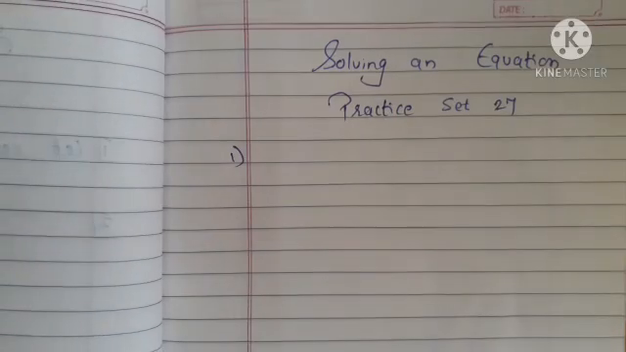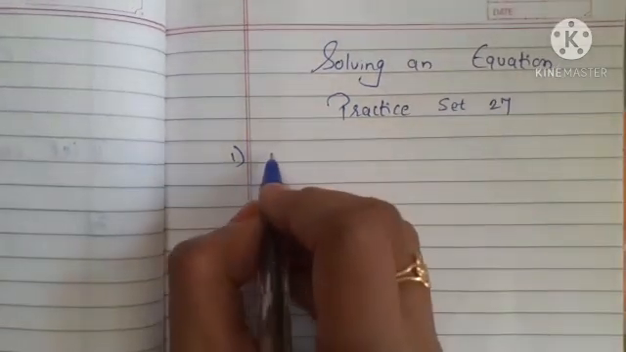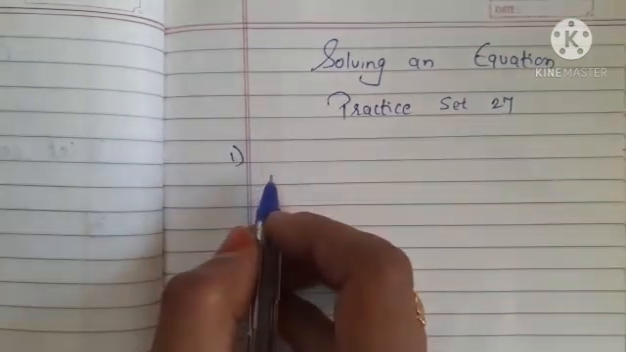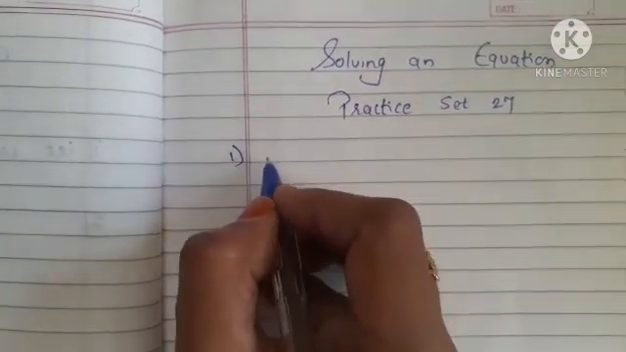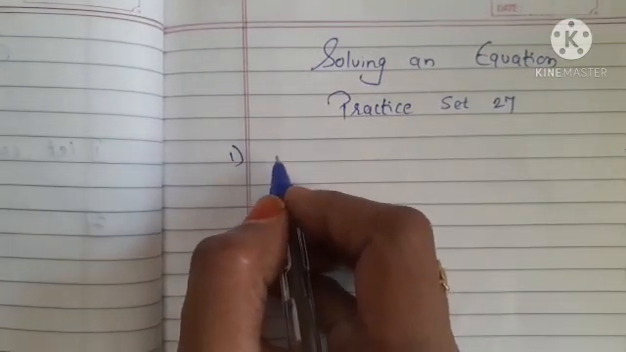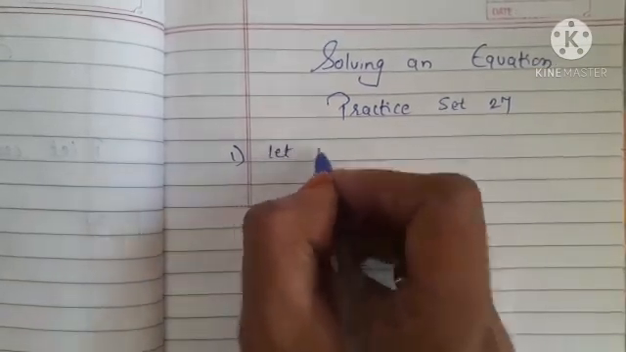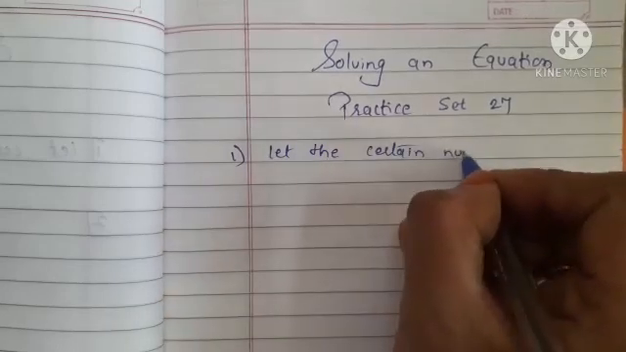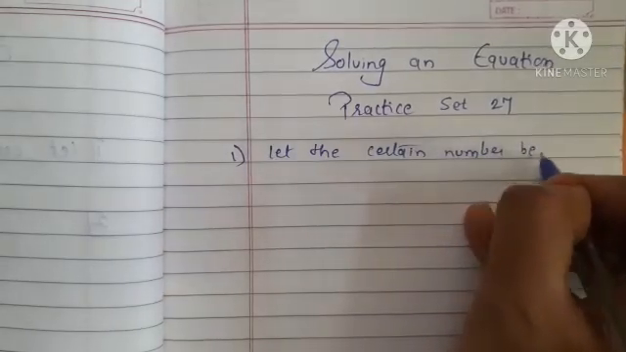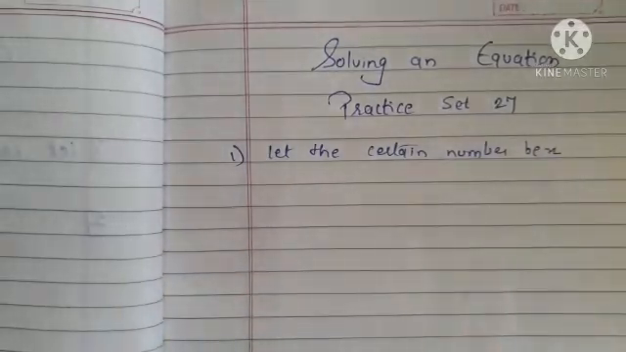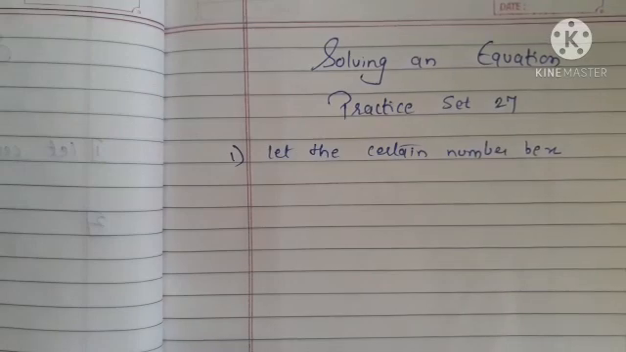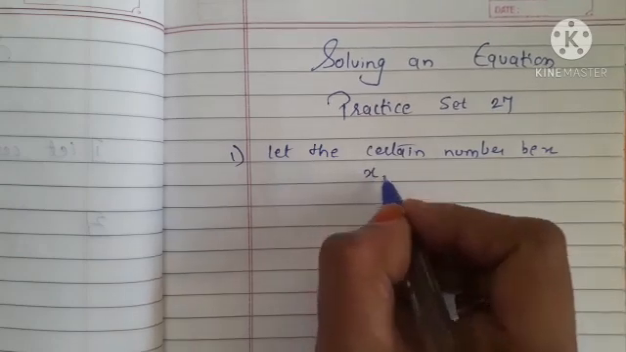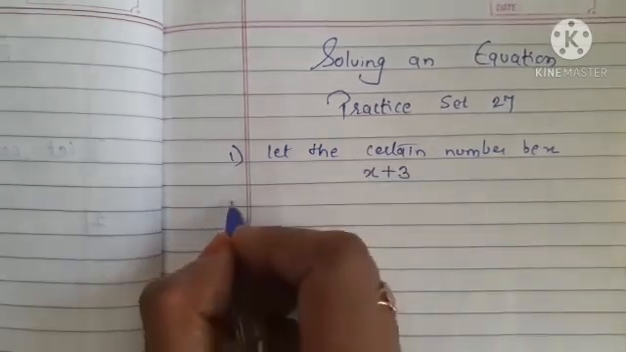Now children, let's solve some examples from practice set 27. Rewrite the following using a letter. Now first, the sum of a certain number and 3. So let the certain number be x. Now the word sum is being used here. Sum means addition. So you have to do the sum of the certain number and 3. So here your answer is x plus 3.